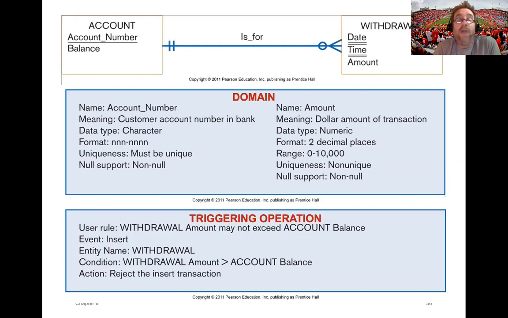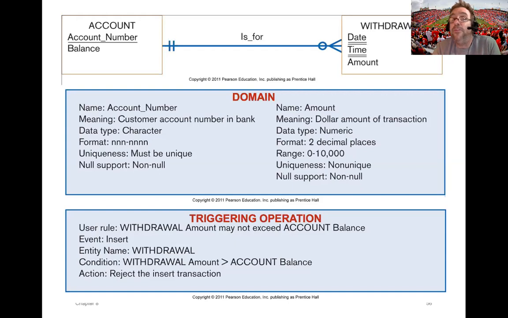Okay, let's look at our domain, our property value sets for 2 attributes. In account, let's look at our attribute account number. So we have a meaning, this is our customer account number in our bank. A data type is character, we have a format. Unique, it has to be unique, it's our unique identifier, and null support is non-null. We do not allow null values.